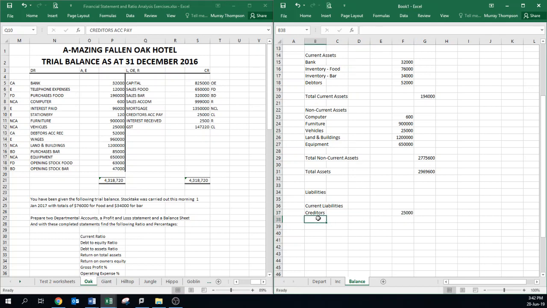25,000, and GST. So we've just got 147,220. And that is all our current liabilities. So again, I'm going to total them up. Totals go in the right-hand column. So this, what's this? 172,000.